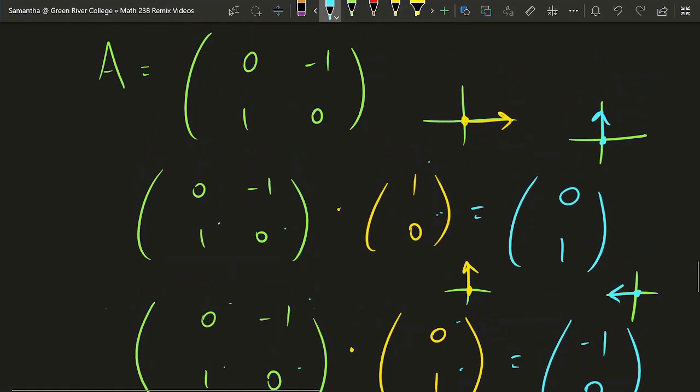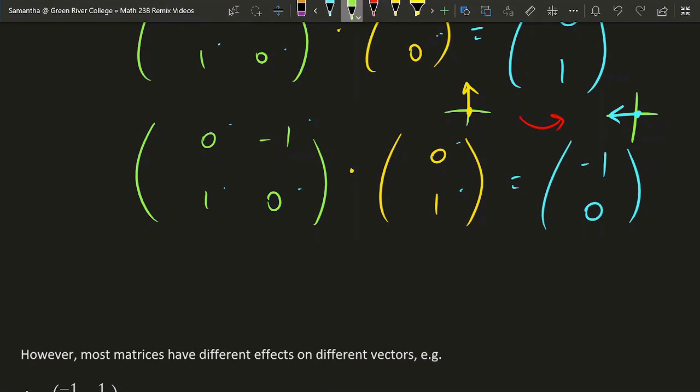So what do you think? When I applied matrix A, this yellow vector, which pointed to the right, in the end pointed straight up. When I applied that same matrix to this vector that's pointing up, in the end, it pointed to the left. If you had to guess, if I fed it a vector that was pointing to the left, what direction would the answer be pointing?